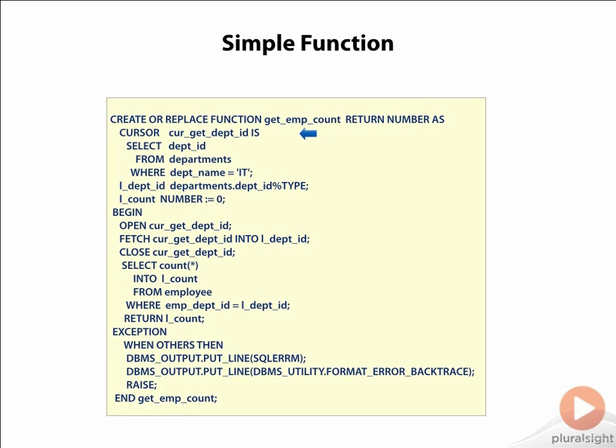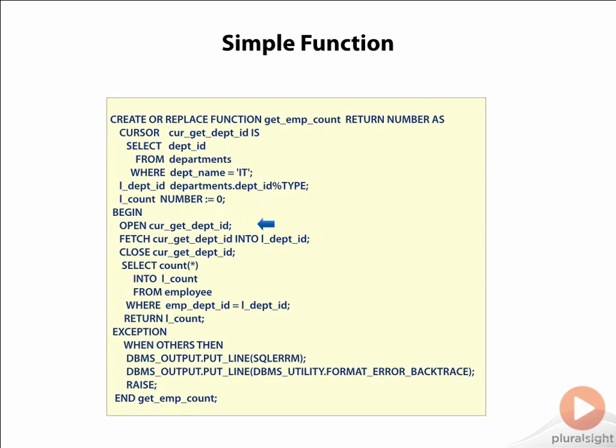Next, we declare a cursor to fetch the department ID for department name IT. We declare it as cursor cur_get_dptid is select department_id from departments where department_name is IT. We declare ldptid to fetch the results of the cursor and make it the type departments.dptid%type. We declare lcount to hold the result of employee count for the department. Next, we end the declaration section and begin the execution section with the begin keyword.